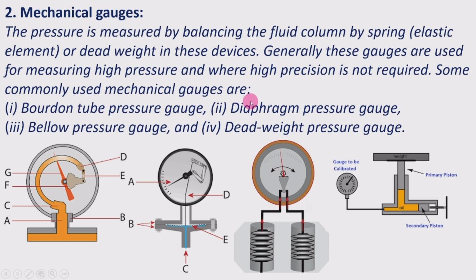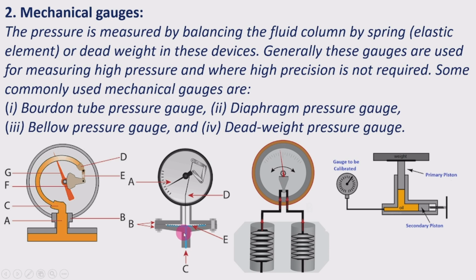Some commonly used mechanical gauges are: the first one is the Bourdon tube pressure gauge. In this Bourdon tube pressure gauge, whenever the fluid at a higher pressure enters here, the curved tube will bend. Due to the bending, the needle will move to read the pressure. And the second one is the diaphragm pressure gauge.